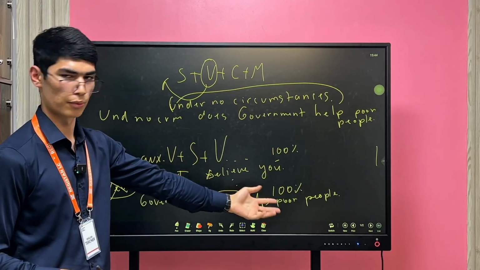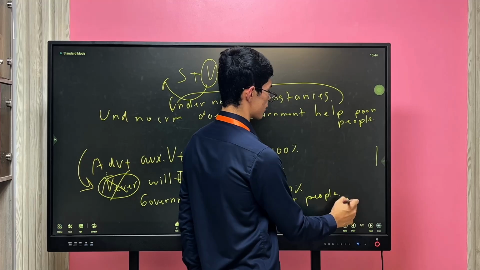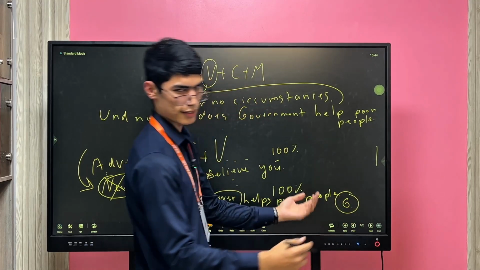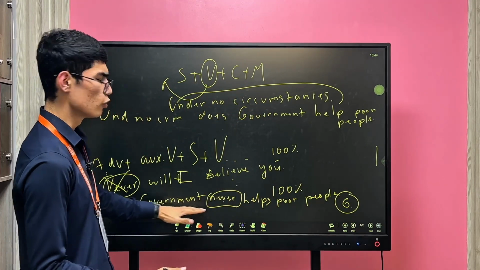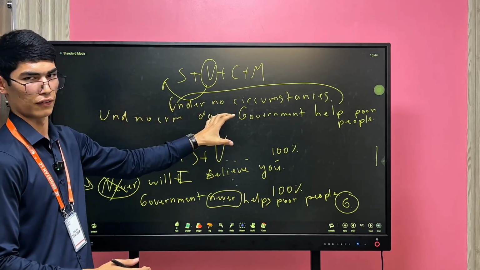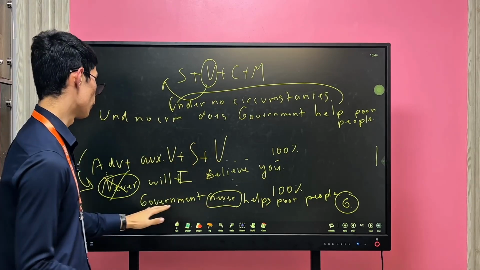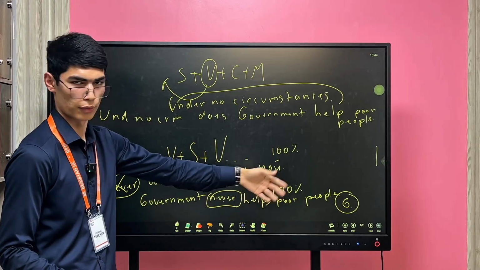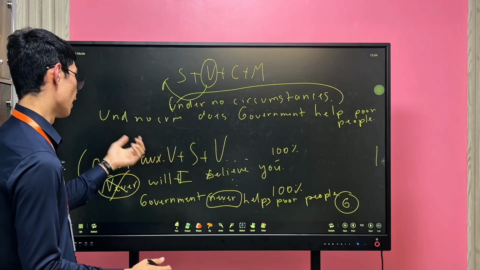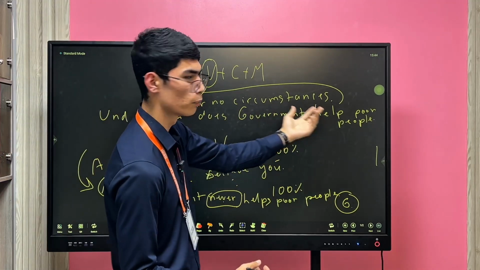Government never helps poor people. That's how it sounds, and this sentence may get 6, or maybe 6.5, because it's just a normal sentence, right? But what about this? This is something different. That is something complex. So that's how you will read it. Instead of reading "government never helps poor people", you will pronounce it like this: Under no circumstances does government help poor people.